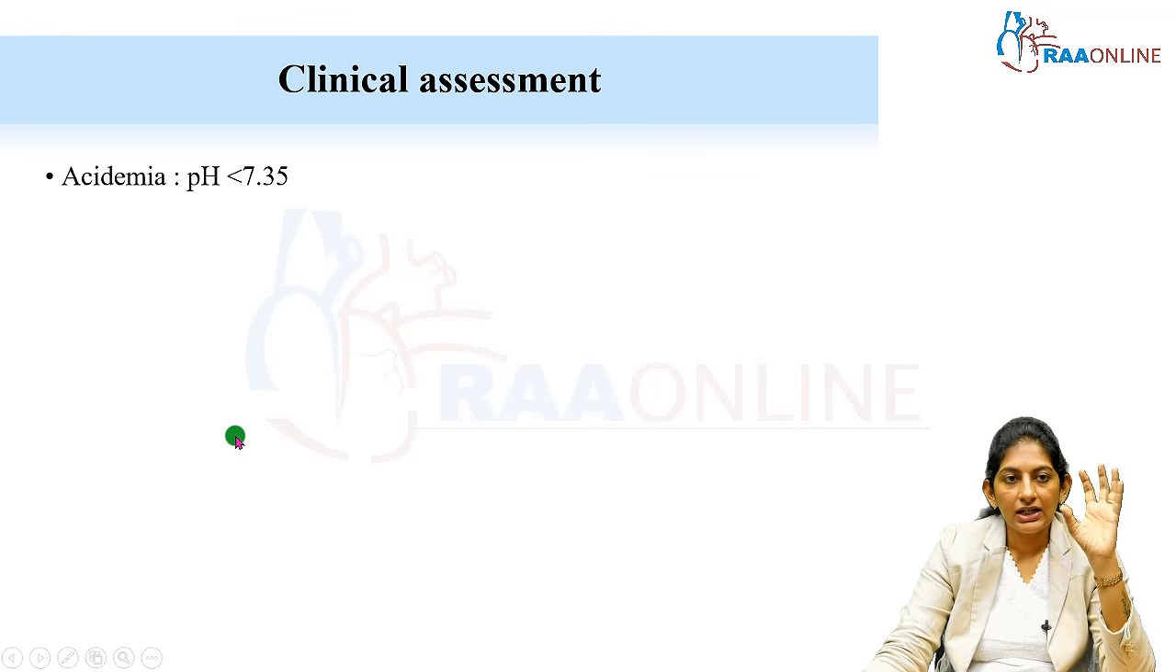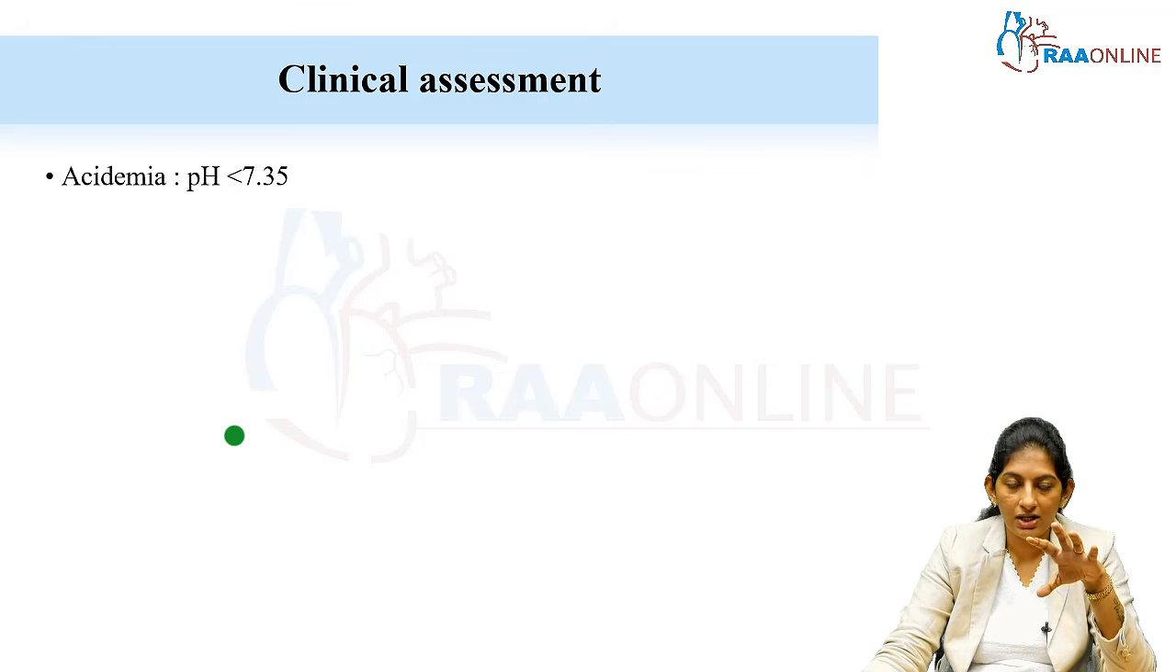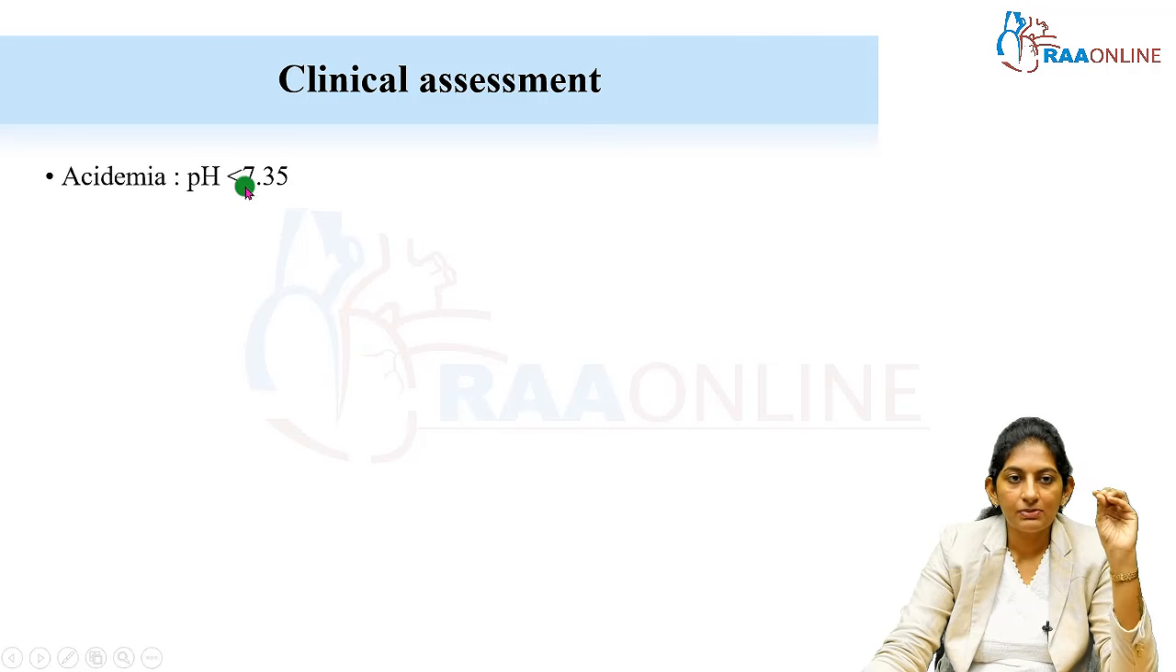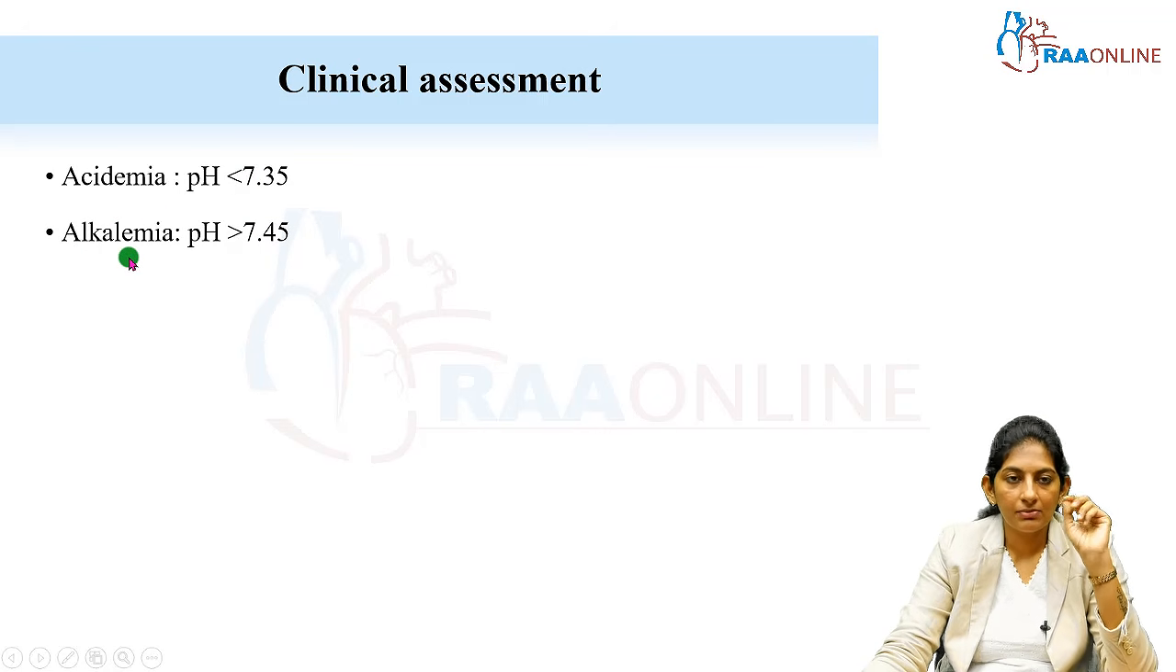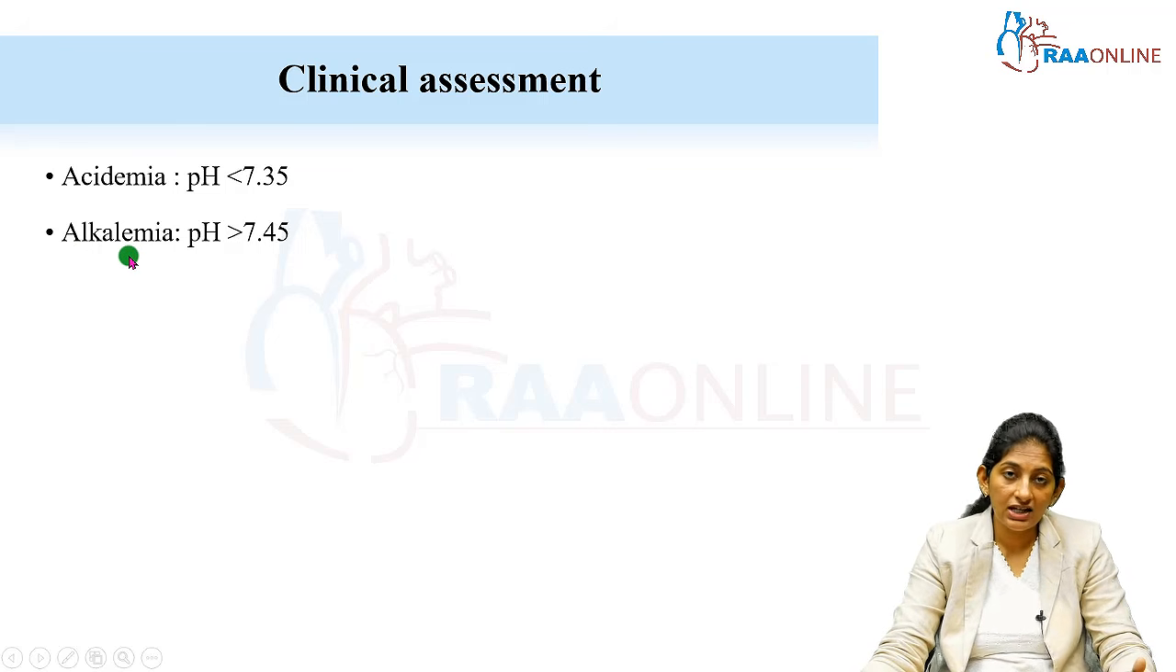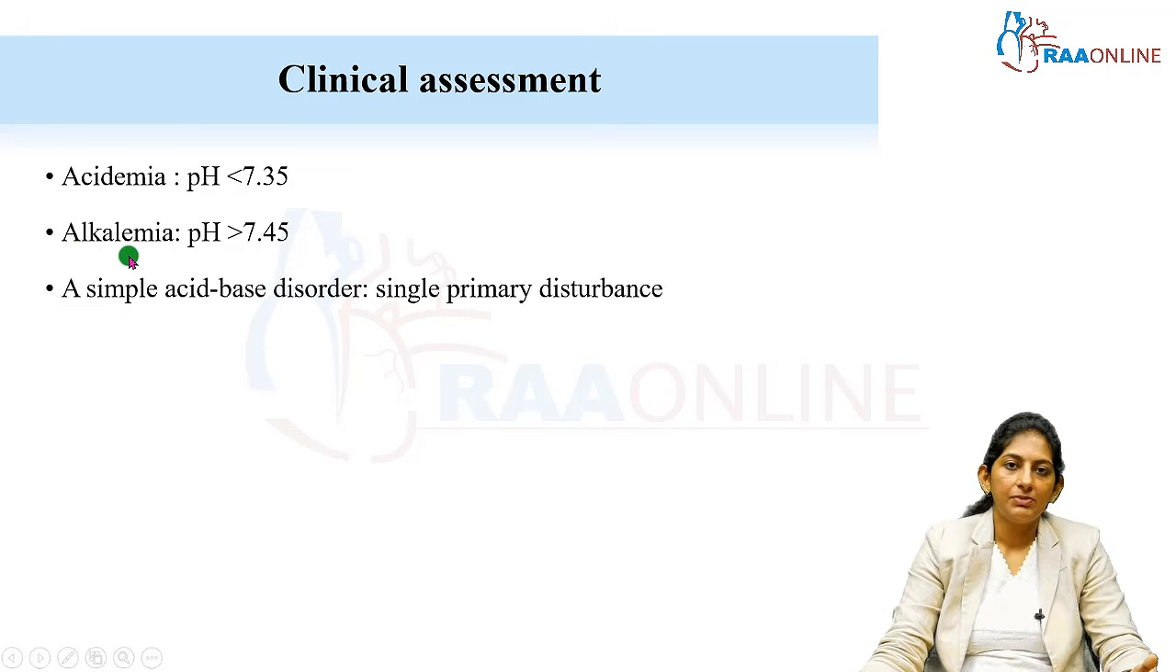Coming to the clinical assessment. Now you have a patient, you have done an ABG, and you should know what kind of acid-base disturbance is present in that patient. You have just come across what a normal pH is. 7.35 to 7.45 is normal. Acidemia means pH less than 7.35. Alkalemia means pH more than 7.45.